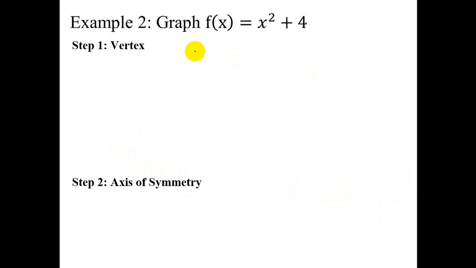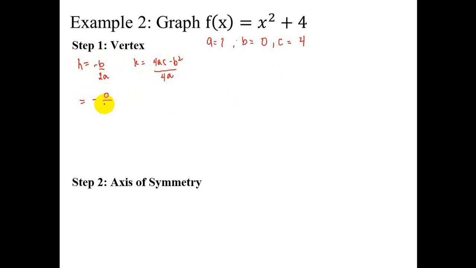Then the third is you have to identify the values of a, b, and c. Why? Because we need them in solving for the vertex and the axis of symmetry. Now, the value of a is 1, the value of b is 0, and the value of c is 4. Alright, next, let us solve for the vertex using the formulas for h and k. So for h, it's negative b over 2a, and for k it's 4ac minus b squared all over 4a. Substitute the values.